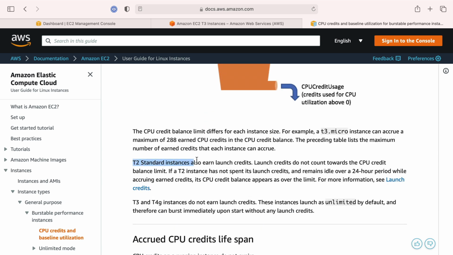T2 instances have launch credits. So if you launch a new instance in a T2 class, you get a certain amount of credits off the start. You can also actually stop a server fully and start it fully. So not the reboot, but a full start and full stop.